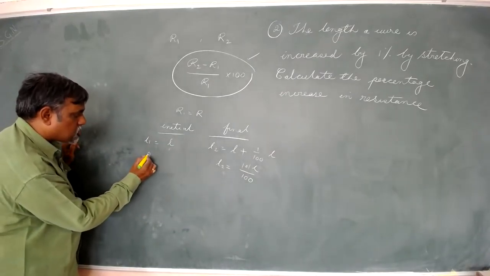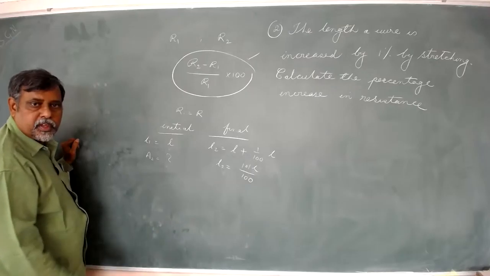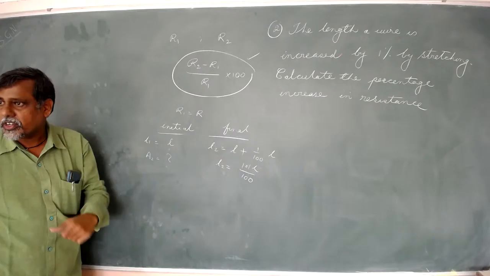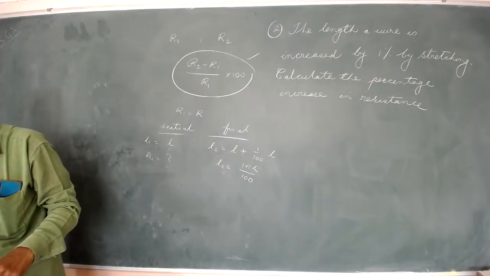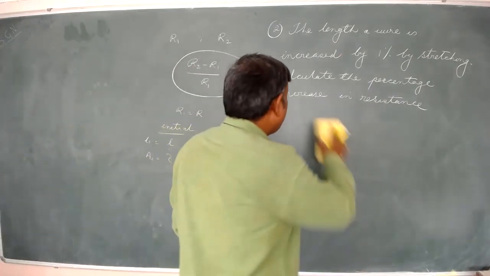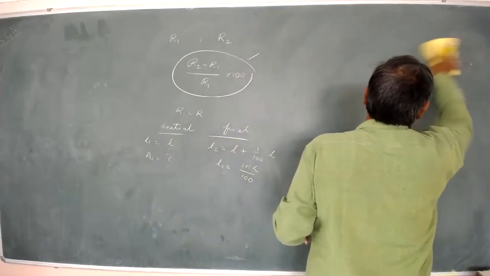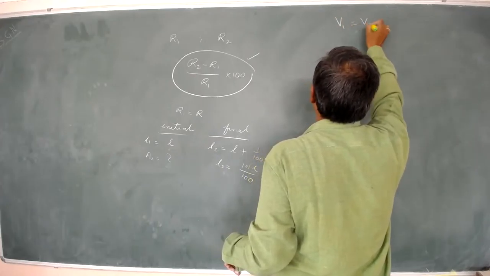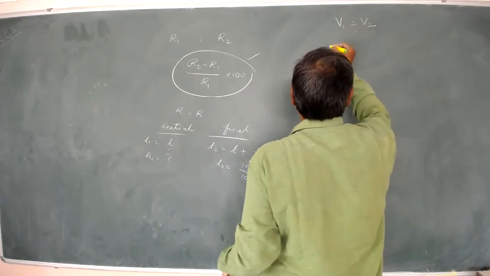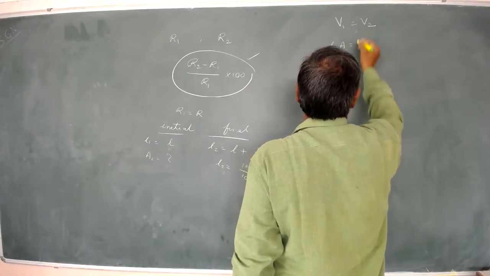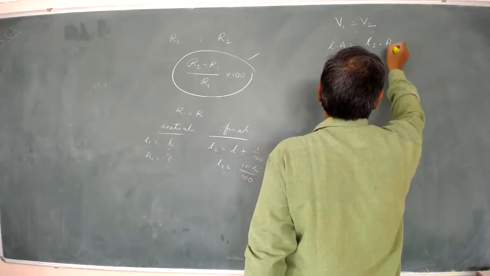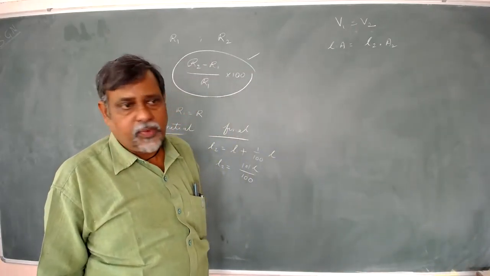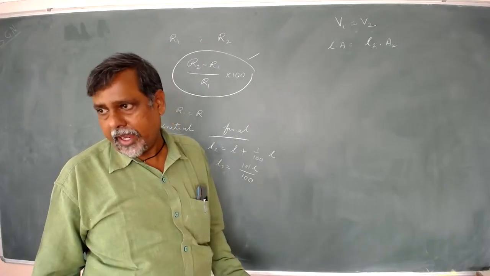Now, A2 will be how much? In the whole process, one thing remains constant. What is that? Volume remains constant. That we have to keep in mind. Initial volume is equal to final volume. Initial volume is length into area of cross section, and final volume is L2 into final area of cross section. L1 A1 is equal to L2 A2. L1 is L, A1 is A.